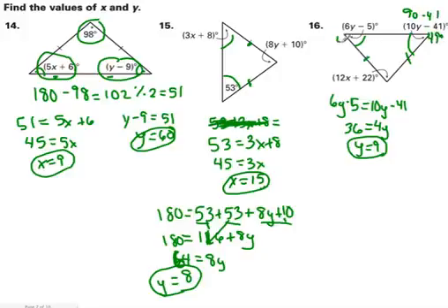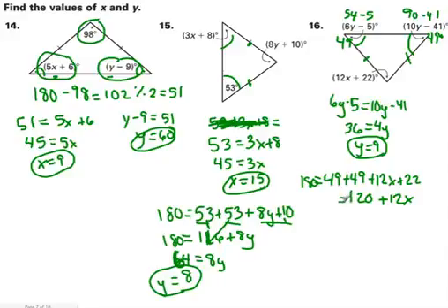And I know both angles have to be 49. Let me just check to make sure it works. So 6 times 9 is 54 minus 5. That does give me 49. I can then say 49 plus 49 plus 12x plus 22 has to equal 180 degrees, just using the triangle sum again. This would be 98 plus 22 is 120, so I have 120 plus 12x equals 180. When I subtract 120 from both sides, I have 60 equals 12x, or simply that x equals 5.